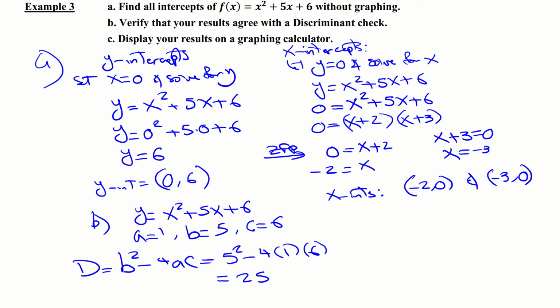So that's 25 minus 24, which is 1. And we can see that that's greater than 0. Therefore, we should have 2 x-intercepts. So the result does indeed agree with the discriminant check. Lastly, we were asked to go ahead and visually display the results on a graphing calculator.